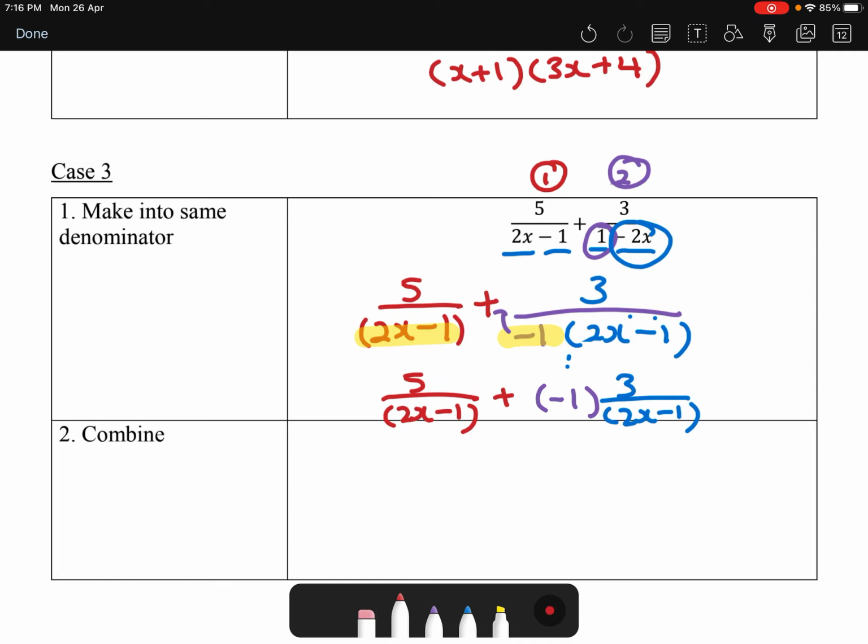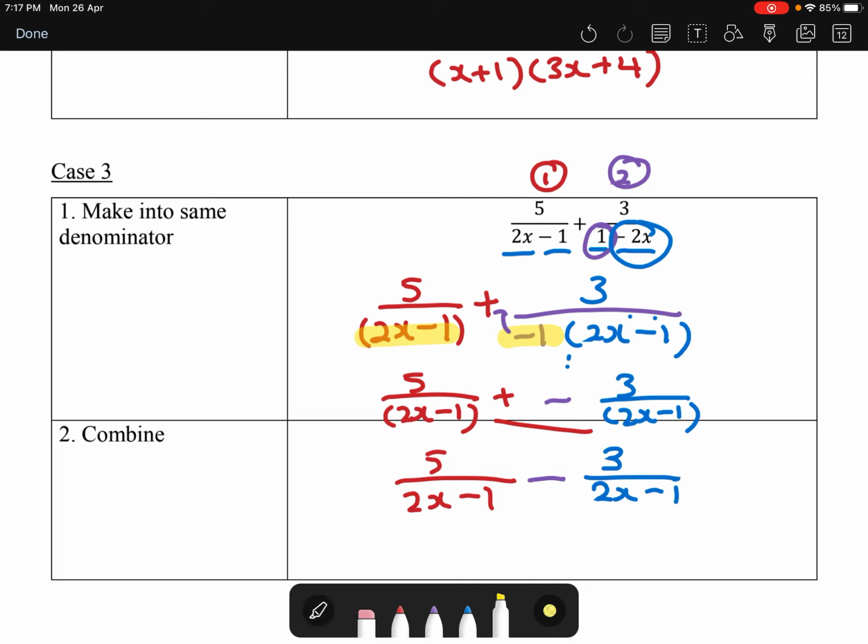So you simply just put this. The whole thing here becomes a minus sign. So it's 5 over 2x minus 1, then minus, because the minus 1 is actually, I can just not put the minus. It's basically like that one. So it's just plus minus 3 over bracket 2x minus 1. Yeah, so plus and minus always win. Put a minus here, then you put your second term.